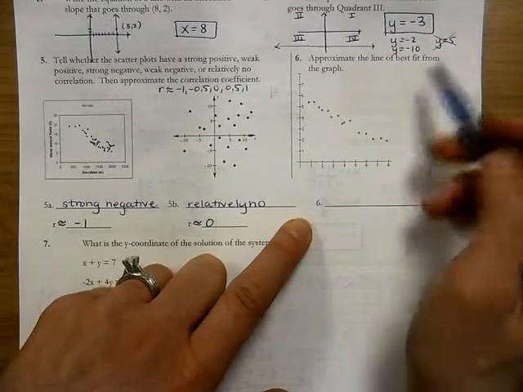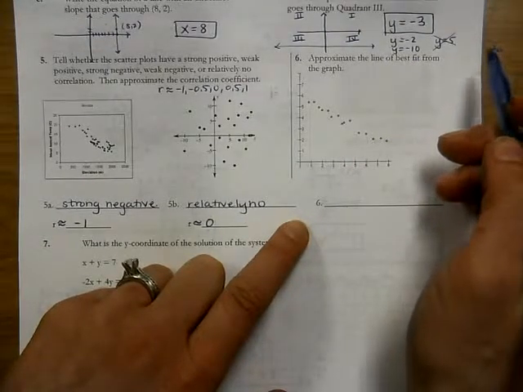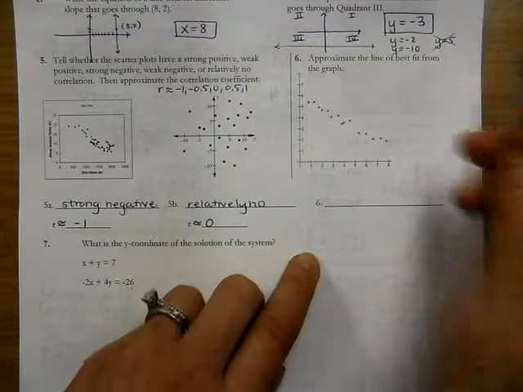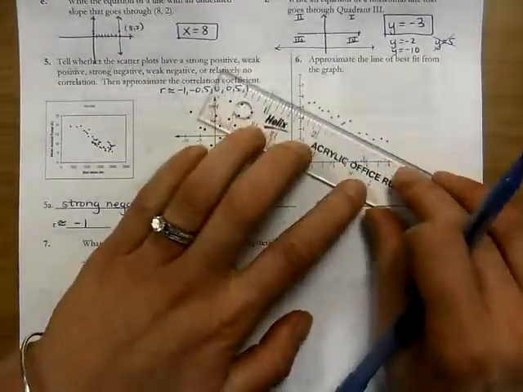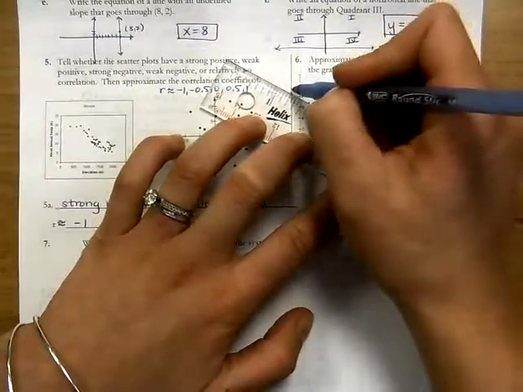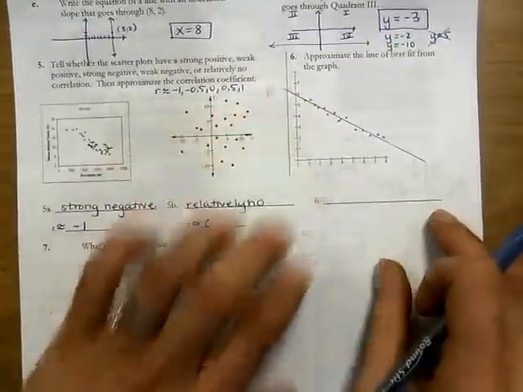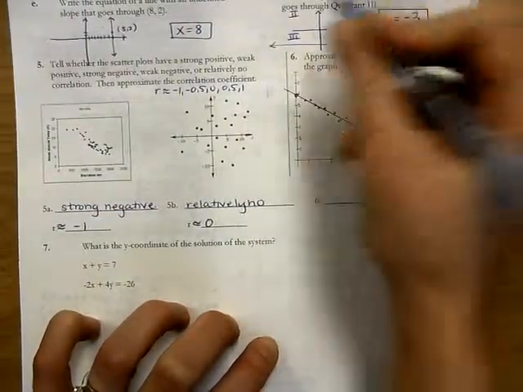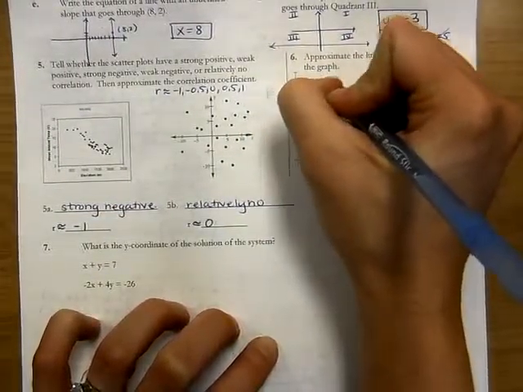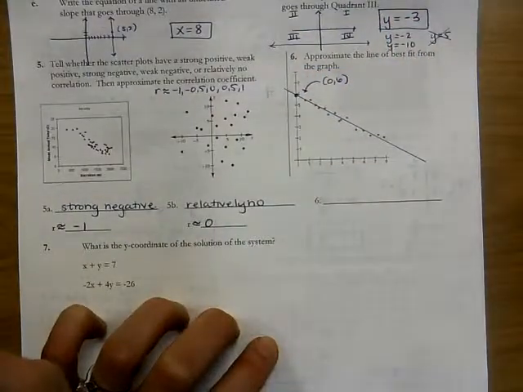For number 6, it asks us to approximate the line of best fit from the graph. So when it says approximate it, meaning it wants an equation. So I'm going to sketch in a line that I think would best approximate it. We're just going to use this approximately, okay? So when I look at this, it looks like my y-intercept is about 6. So we'll say it's about that.